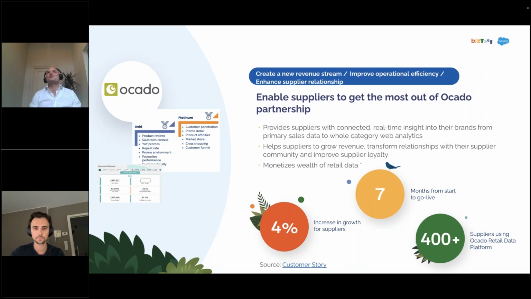Now, what is Ocado? Ocado is an online grocery store. They are based in the UK and they are expanding fast. I think they're one of the biggest or the biggest at this point in the UK, and they will come to Europe for sure. They have one of the largest and most comprehensive e-commerce data sets in the market.